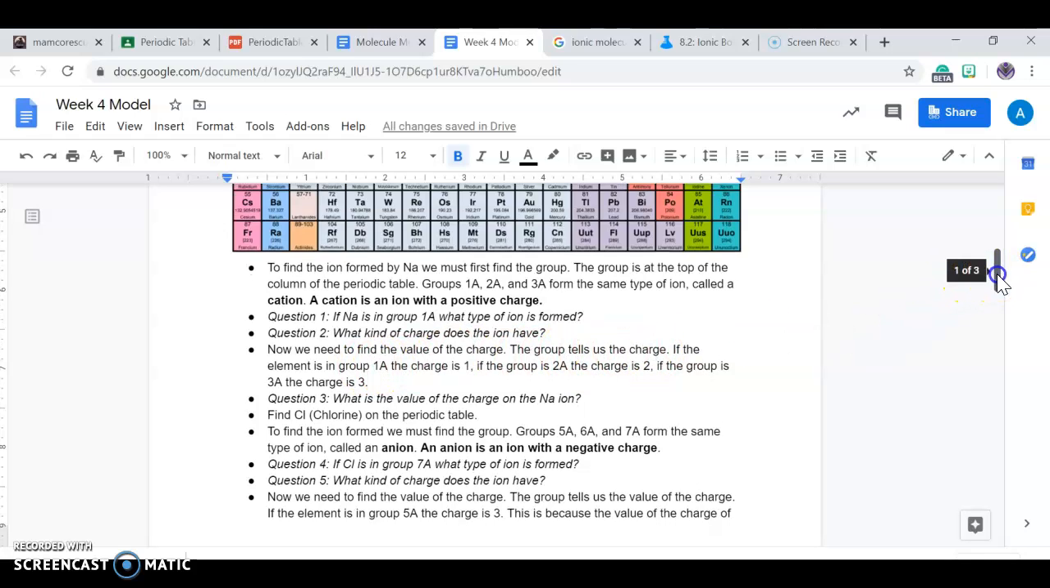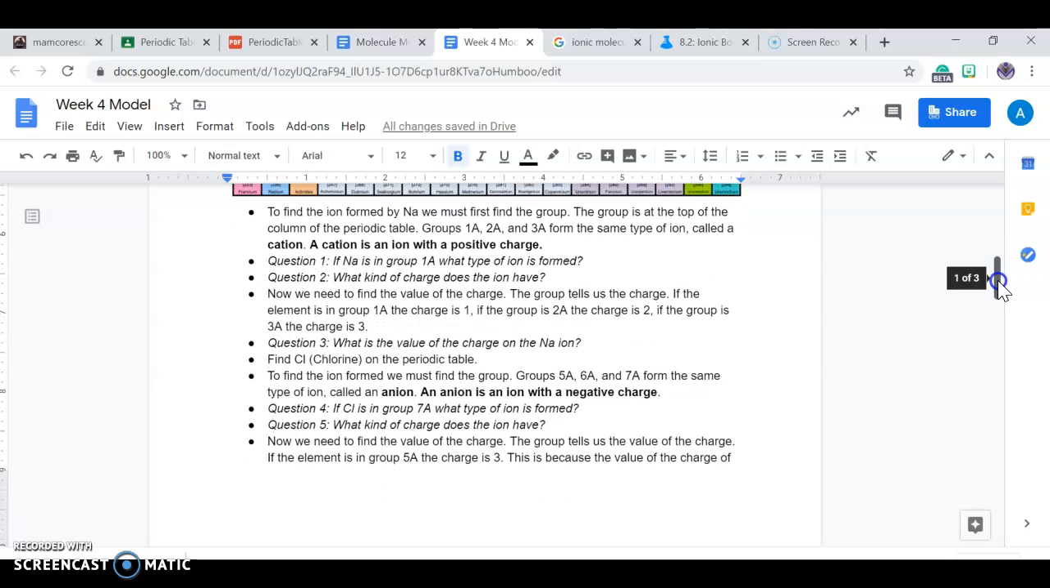Okay? Remember, periodic tables are a road map. Tells us where we're going. Question 3, what's the value of the charge? Okay, so if you followed all this along, you're going to find out what the charge is. It's either going to be 1, 2, or 3, depending on the group. Now is a good time to pause your video and make sure that you can answer the first 3 questions.